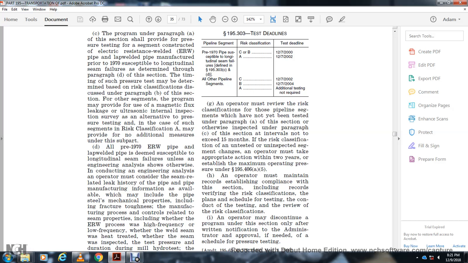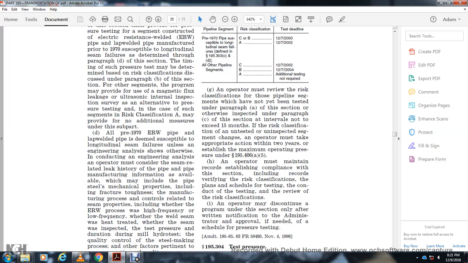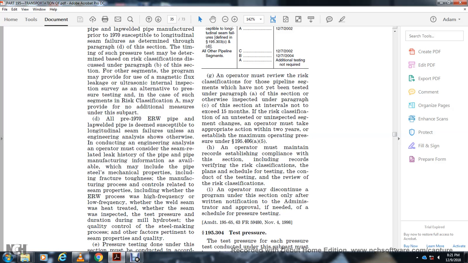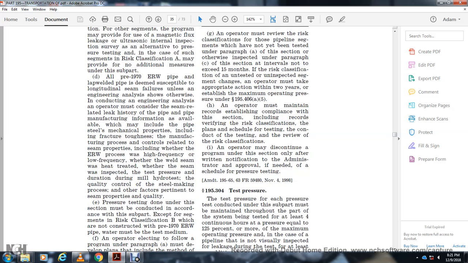With the control of the relay of the seam properties that include whether the electric resistant weld process was high frequency or low frequency, whether the seam was heat treated, whether the seam was inspected, test pressure, the duration during the mill hydro test, the quality control of the steel making process, and other factors predicting the seam process. The quality pressure testing done over the section conducting in accordance with the subpart, except for the segment of the risk classification B, which is not controlled with the pre-19 for the electric resistant welding pipe.